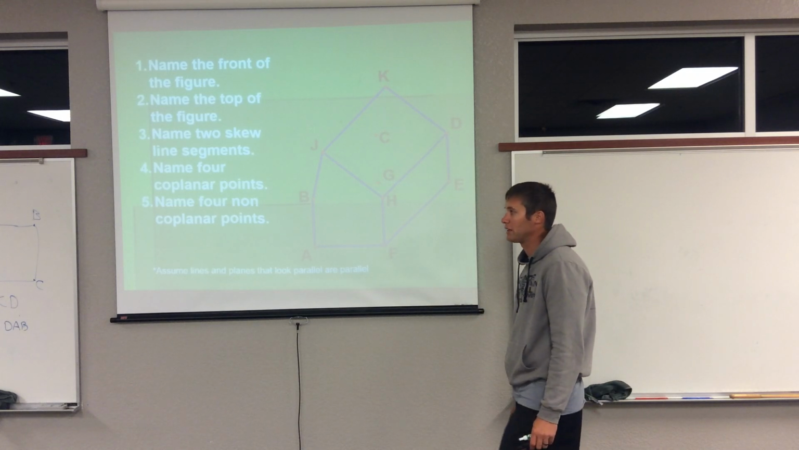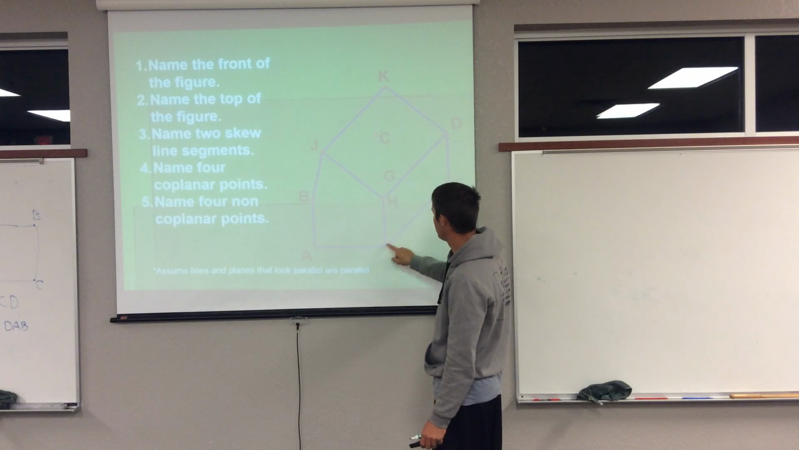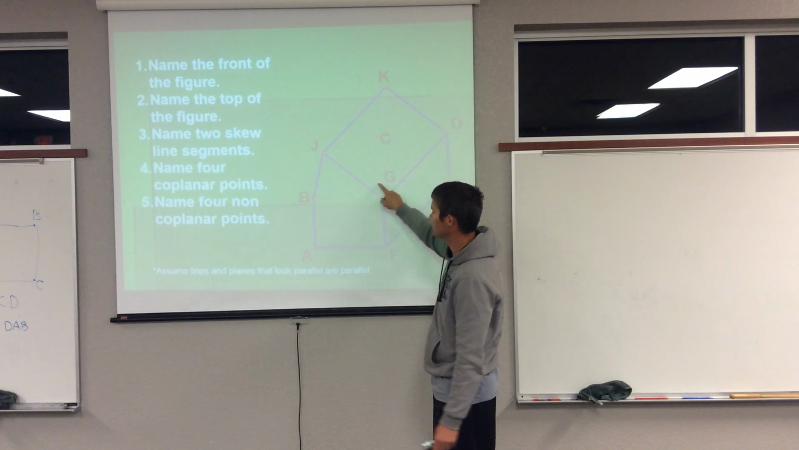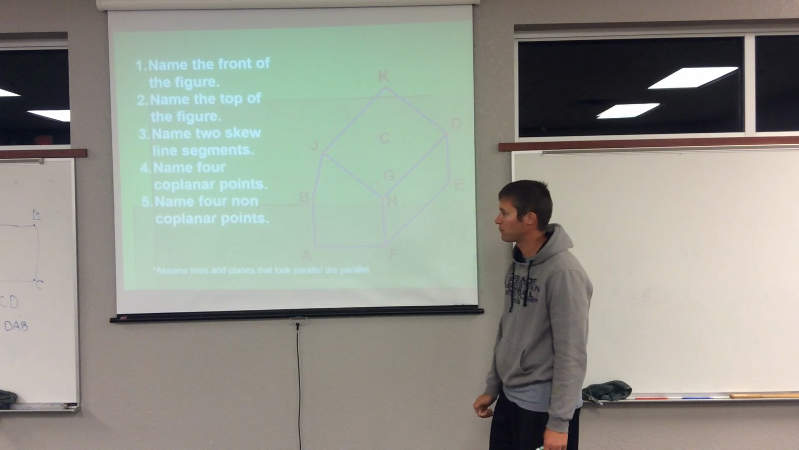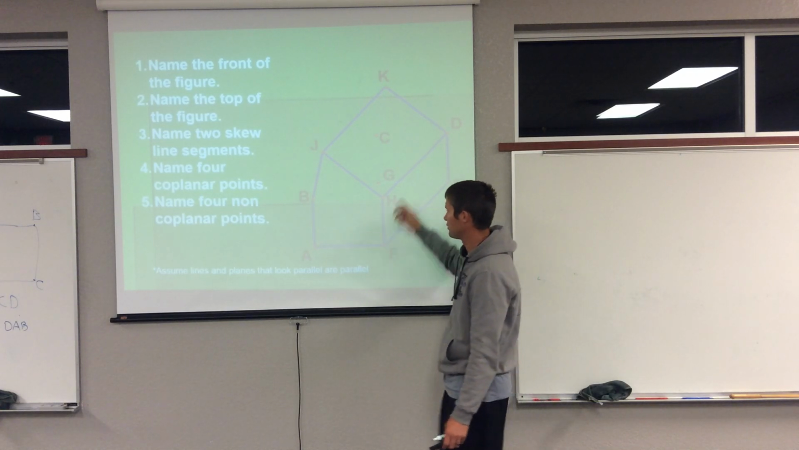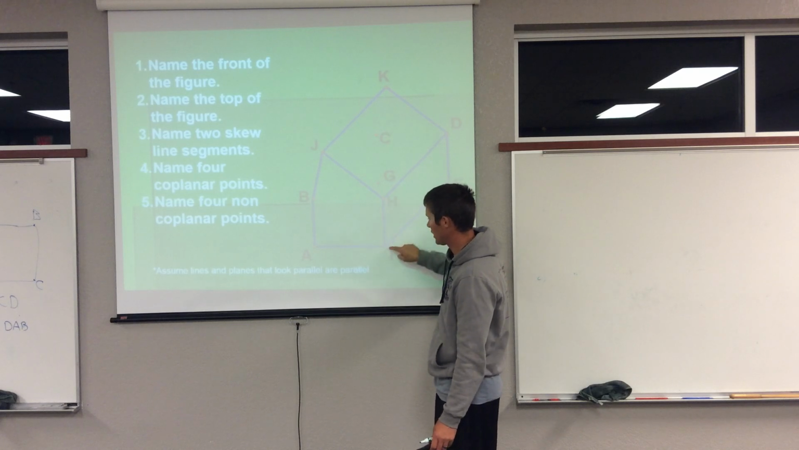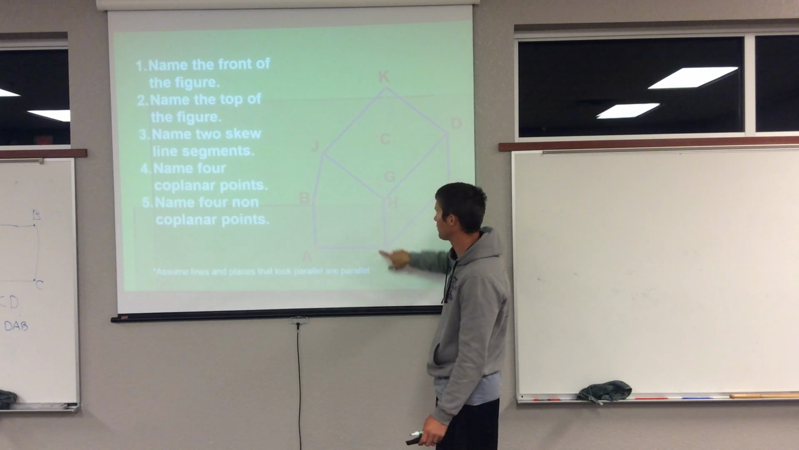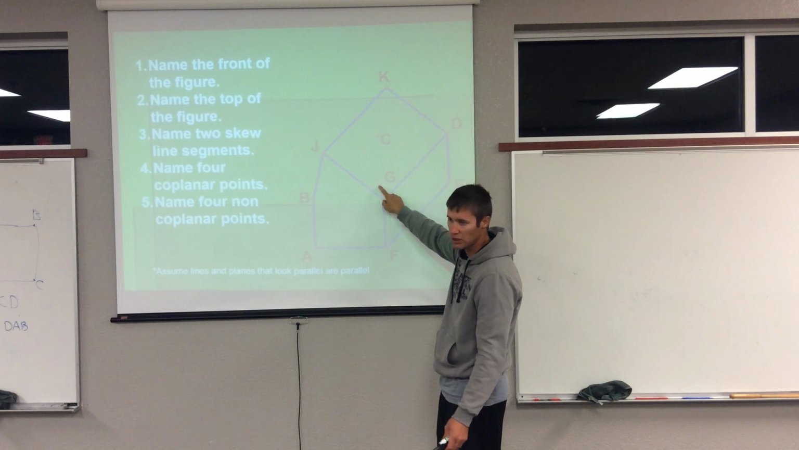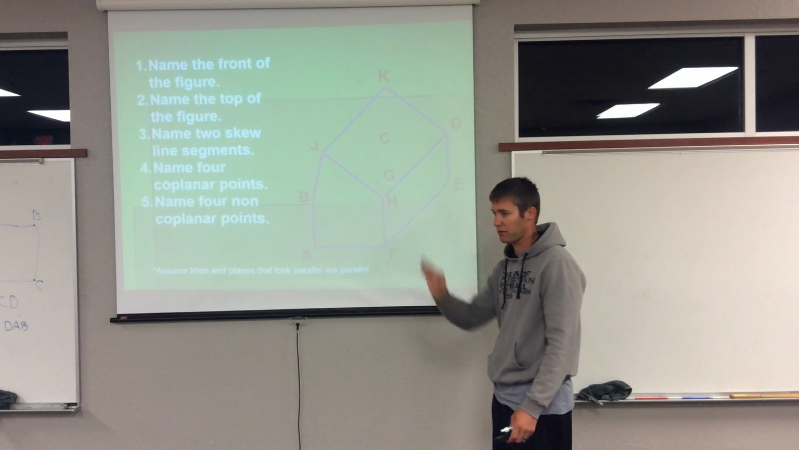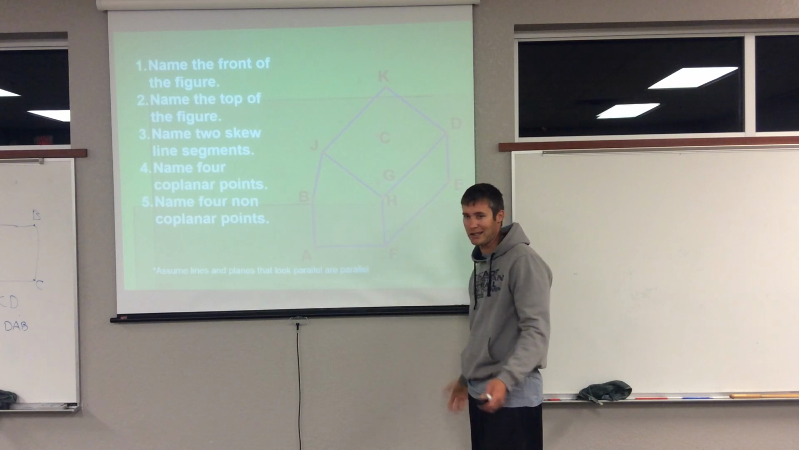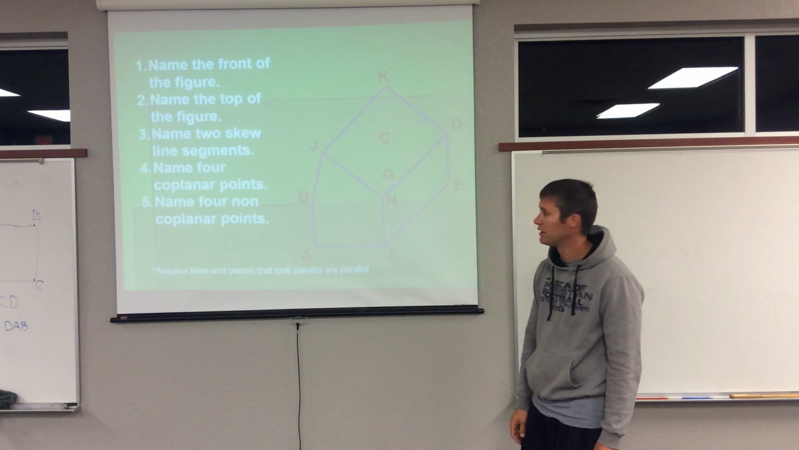Name four coplanar points, so they're on the same plane, so you could do the bottom. F, E, G, and A. Those are coplanar. Four non-coplanar points, so you could go like this. So we want four, so you could go H, F, and A. Those are all on the same plane, and then just choose G, one that's not. Okay, so you could choose two that are on the same plane, or three that are on the same plane, and then one that's not. And that's probably the easiest way to do it.